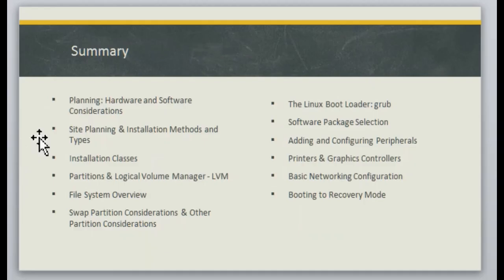So in summary, guys, we went over planning hardware and software considerations, site planning, installation methods and types, installation classes, partitions and logical volume manager, also known as LVM, file system overview, swap partition considerations and other partition considerations, the Linux bootloader, which is known as GRUB, software package selection, adding and configuring peripherals, which are printers and mouse and keyboard and things like that, printers and graphic controllers, basic networking configuration, and booting to recovery mode.